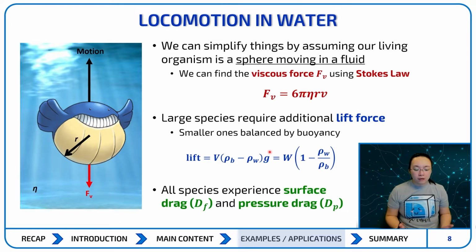Apart from that, whether you have a small species or a large species, all living organisms that are in water are going to experience friction from water. There's two types of friction forces, essentially. There is a surface drag, and that's going to be the friction of the medium across your skin. And then there's going to be a pressure drag, and that pressure drag is really just the retarding force of the flow of water against the front of your body. So that's the pressure drag.